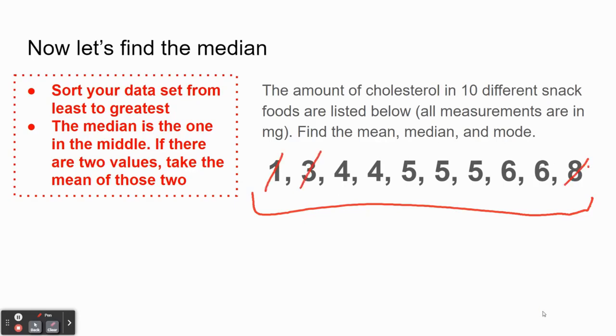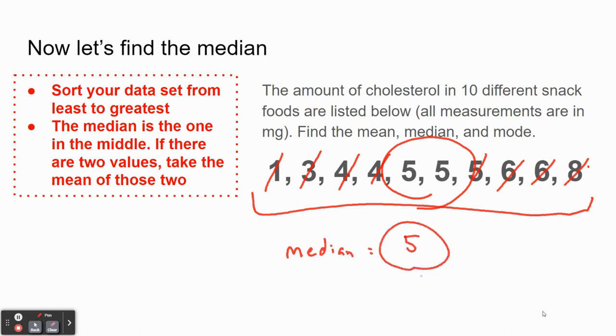So it's not those two, it's not those two, it's not those two, it's not those two. It's going to be these two. Sometimes you'll only have one number if you have an odd number of values. Sometimes you'll have two if it's an even number. In our case, in this one, they're both 5. So our median for this problem is just going to be 5. And that's it. It's real easy.